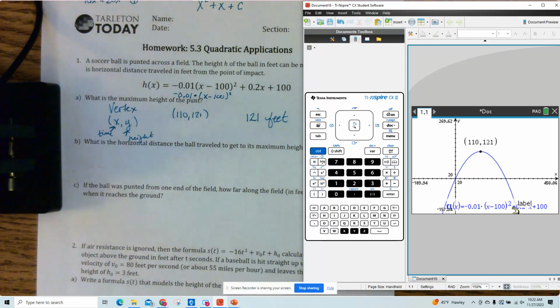Oh, you gotta do like the 0. The 0. This is like the actual picture of this kid kicking this soccer ball. Here's where she kicked it. Here's the highest point it reaches. Here's where it hits the ground.